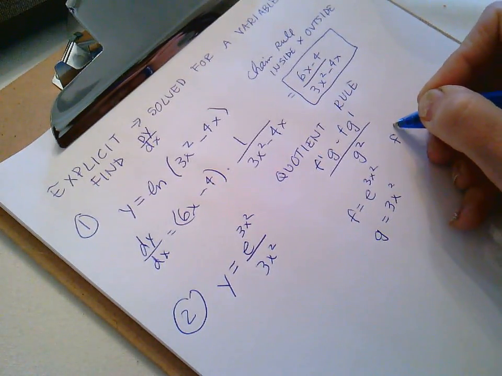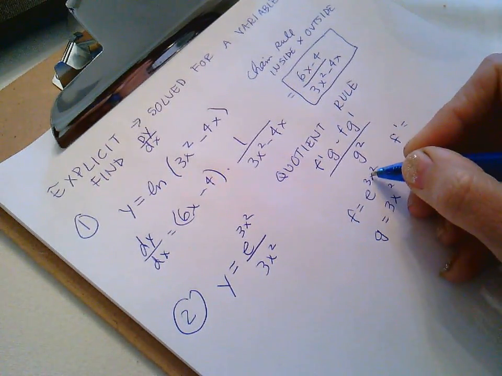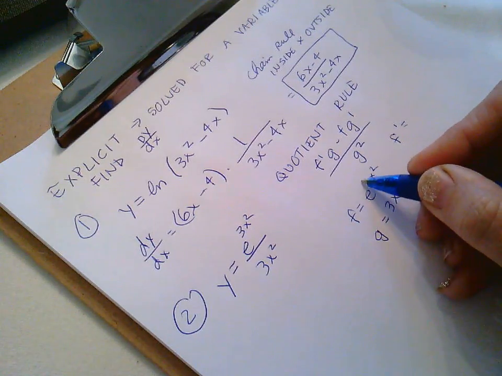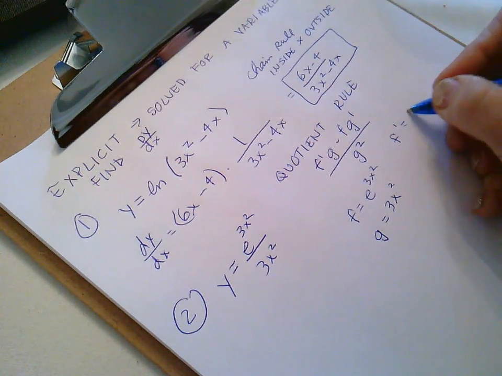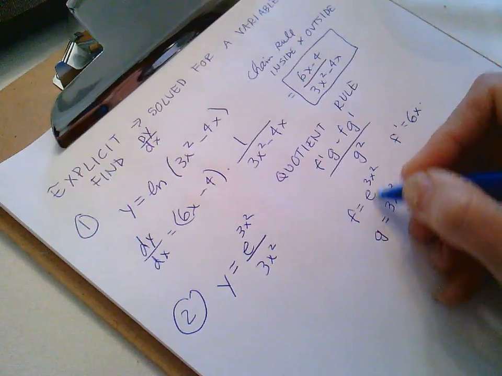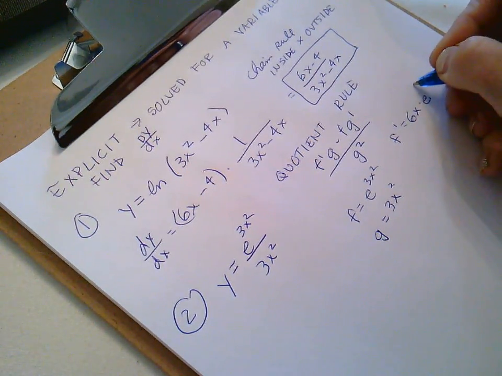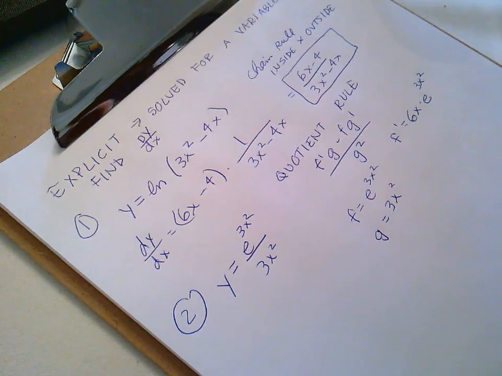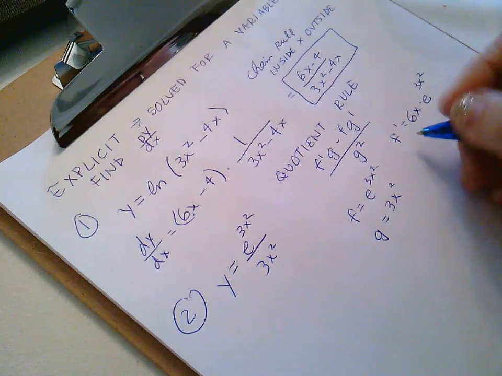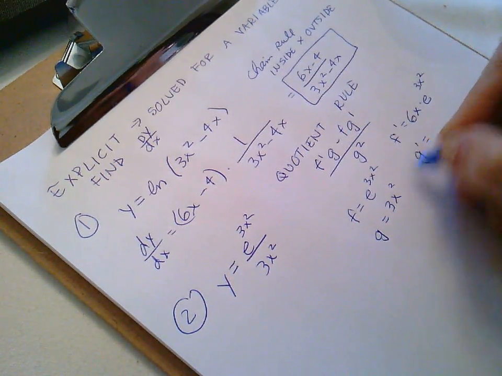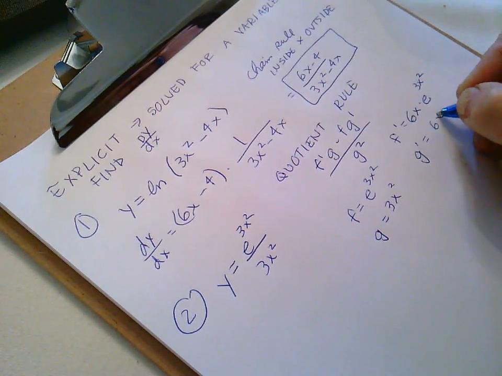So we take the derivative of the numerator, so that's chain rule. Derivative of the inside is 6x times the derivative of the outside. That's our favorite one. It's just the same thing. Okay, now we have to do the derivative of g, the denominator. So we just get 6x.